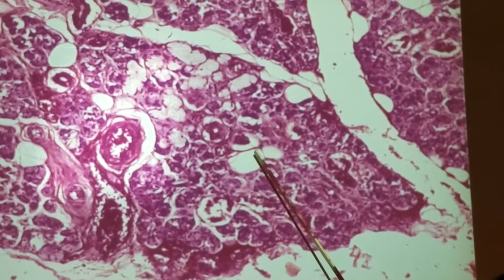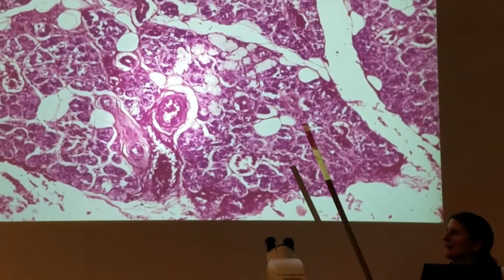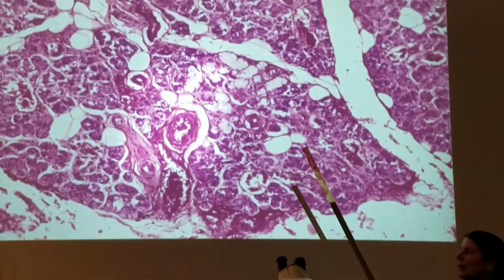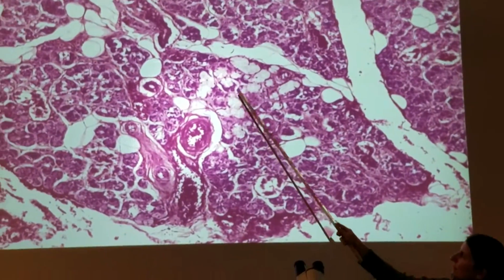Now, what are these? That's adipose. So don't get that confused. That's not what we're looking for. We're looking for something with a cell structure, a nucleus in it. So don't think those are mucus acini. These are mucus acini here.